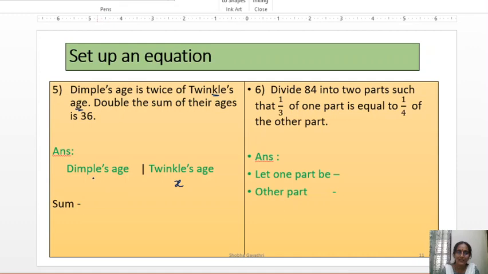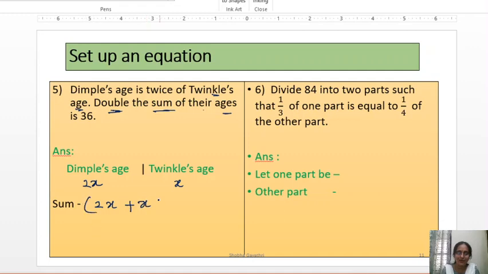Now how much is Dimple's age? Dimple's age equals twice of Twinkle's age, so Dimple's age is 2x. Now one more condition is given to write the equation: double the sum of their ages. The sum of their ages is 2x plus x, right?